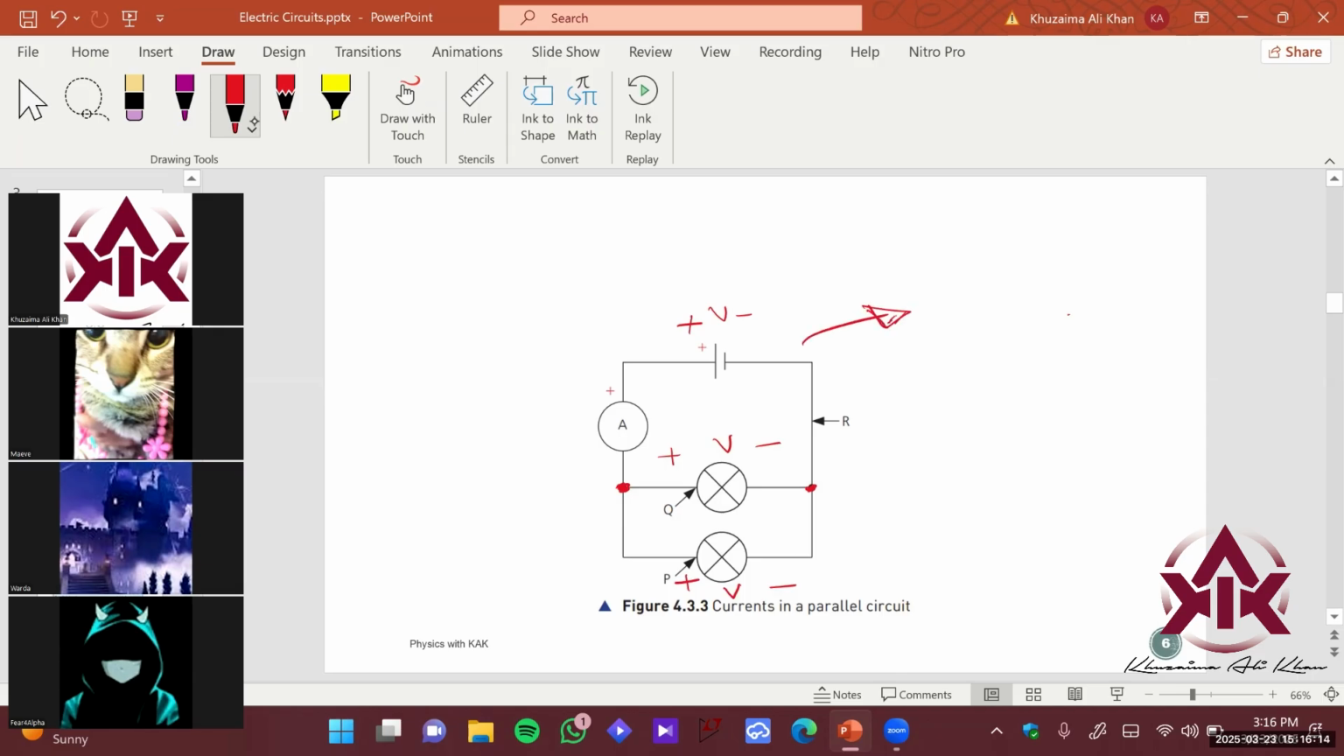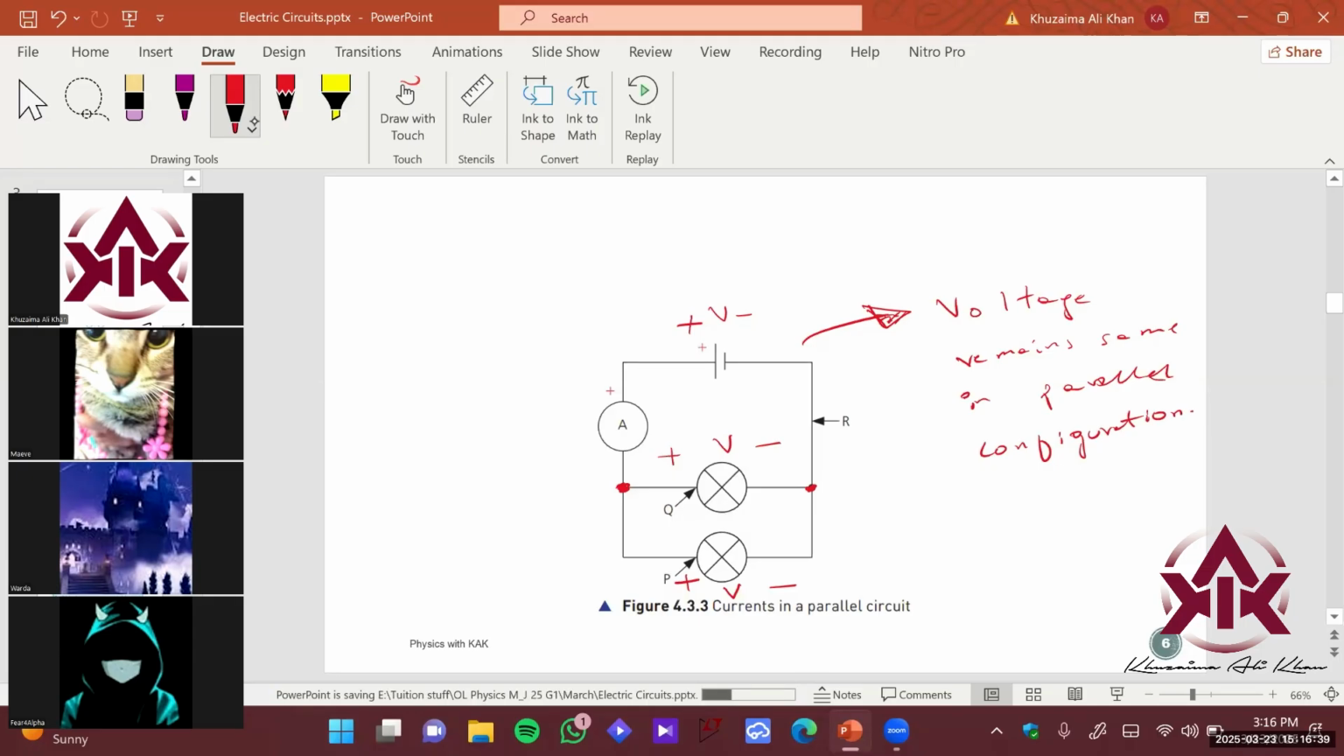That voltage remains the same in parallel configuration, right?